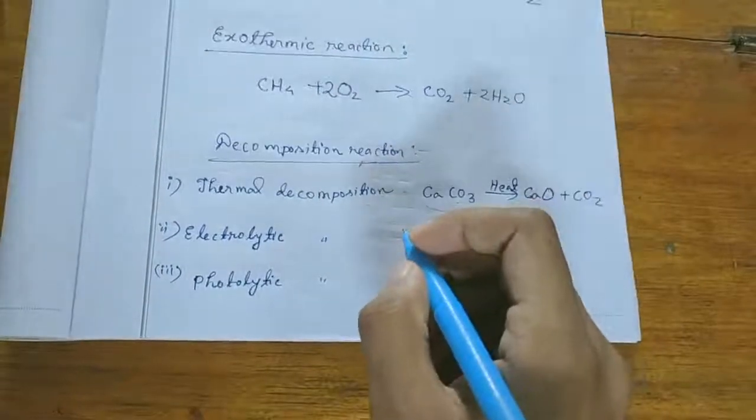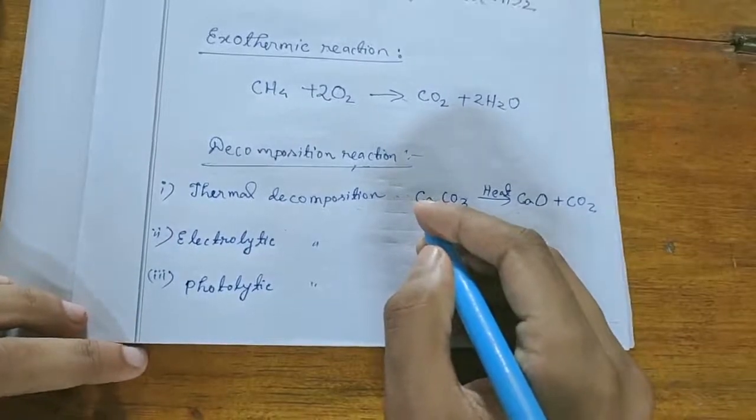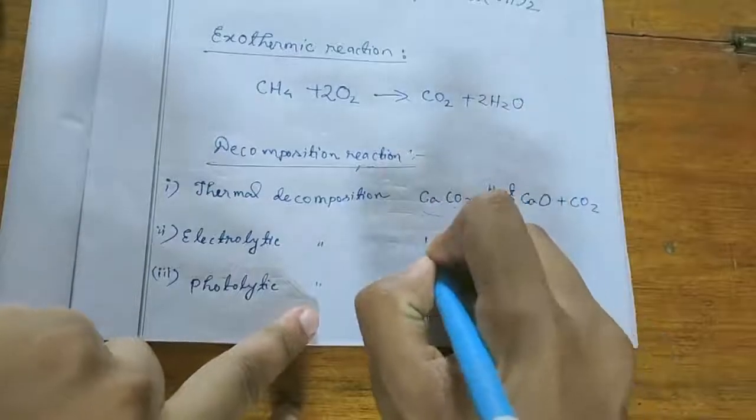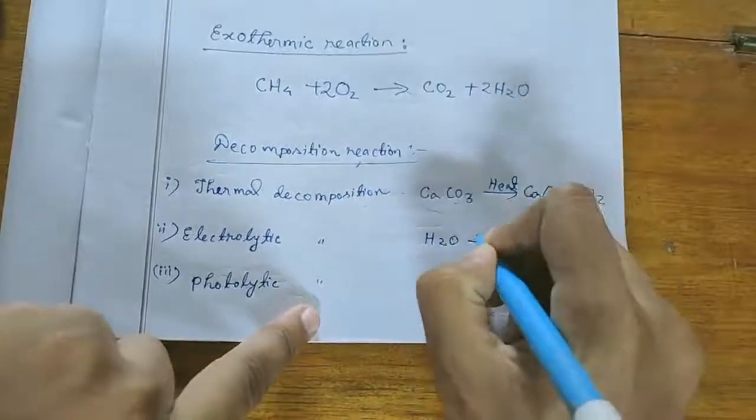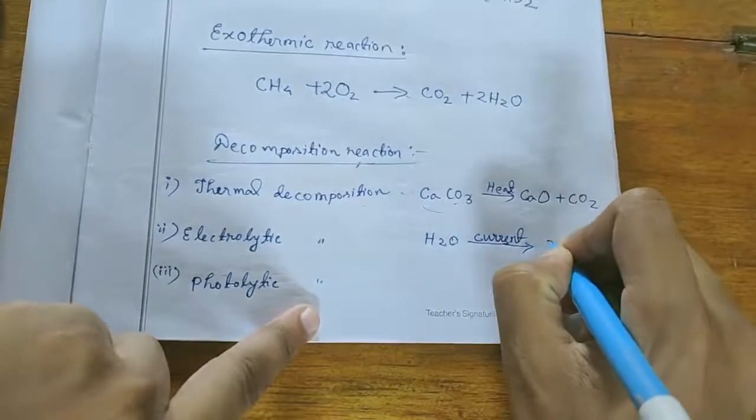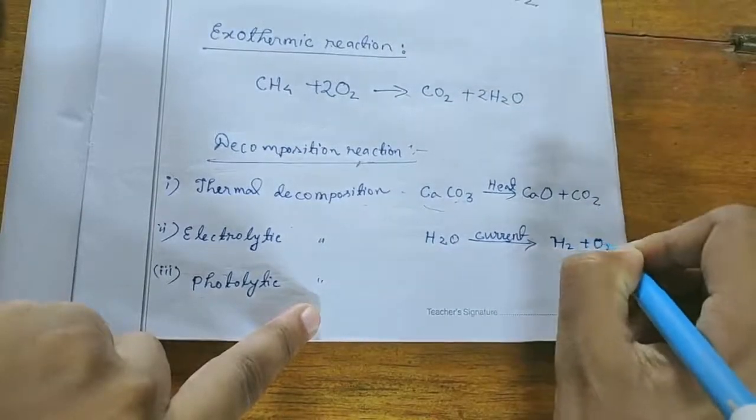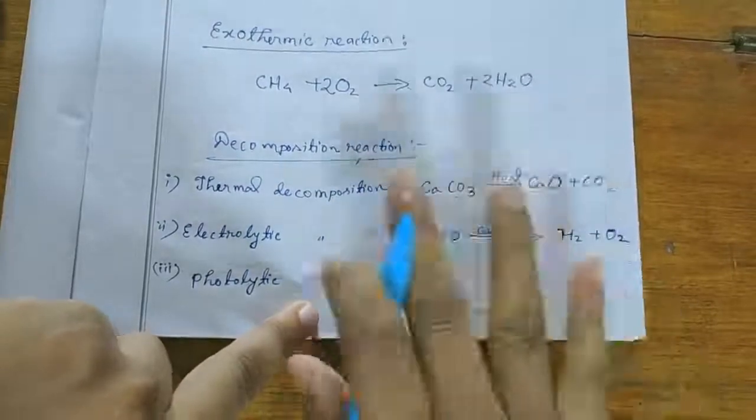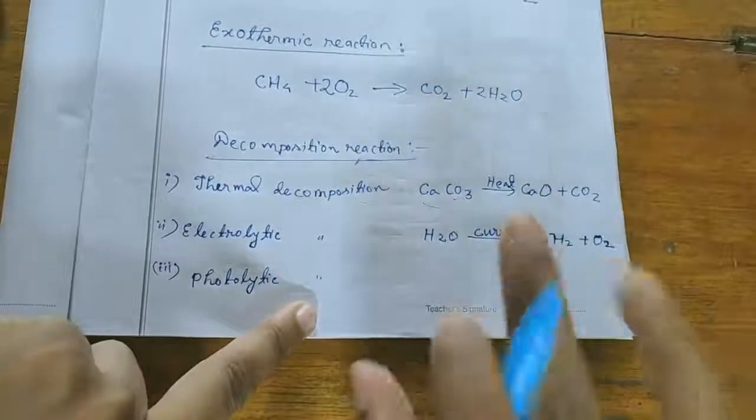Then the second one is electrolytic decomposition, when we provide electric current to complete the decomposition. So H2O, which is water, if we provide electric current, then it becomes H2 plus O2. We have not balanced it here, it has to be balanced, and we have given this example just for understanding.